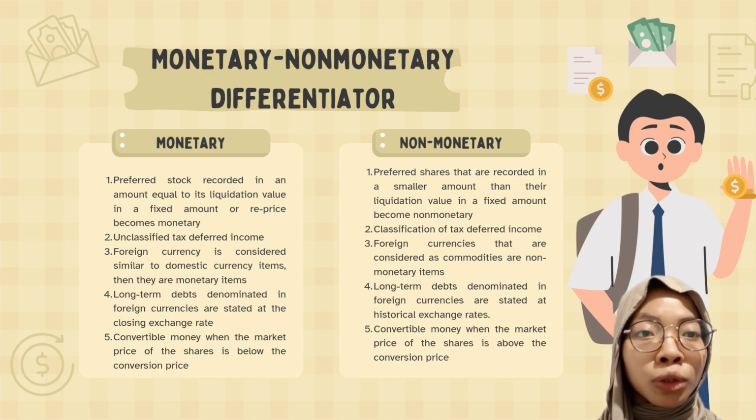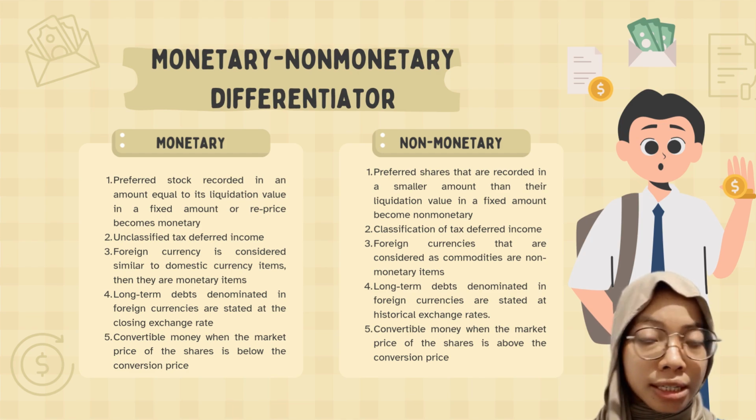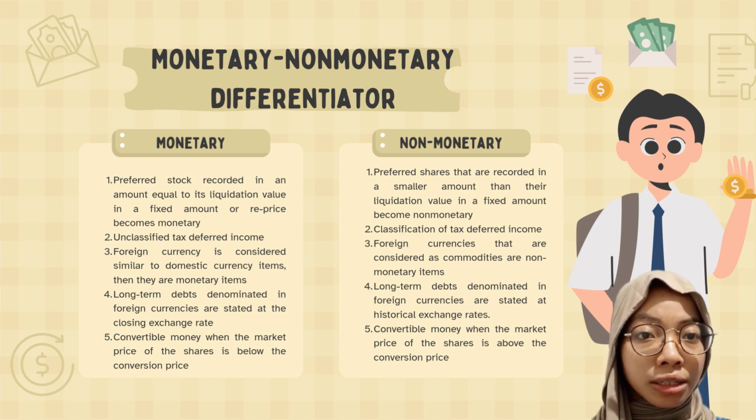Non-monetary items do not experience a change in purchasing power. Examples: preferred stock recorded below liquidation value, classified deferred tax income, foreign currency treated as a commodity, long-term debt using the historical exchange rate, convertible bonds when the market price of the share is above the conversion price. So the next material will be explained by my friend.